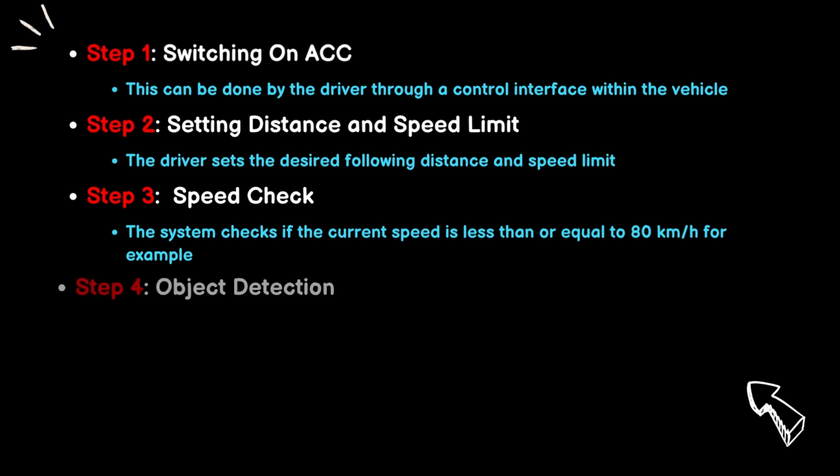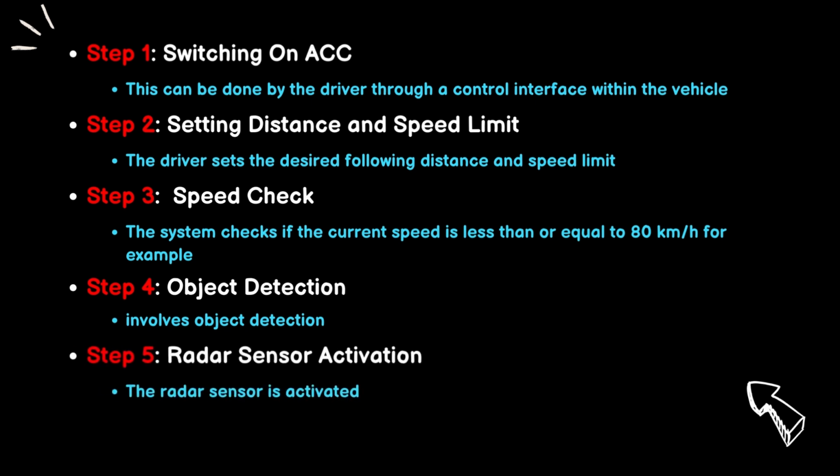The next steps involve object detection. The ACC system constantly monitors the road ahead for any objects, primarily other vehicles. If no object is detected, the system continues to maintain the speed and surroundings. If any object is detected, the radar sensor is activated. These sensors play a critical role in measuring the distance to the vehicle ahead and its relative speed. It ensures accurate and real-time data is provided to the system.